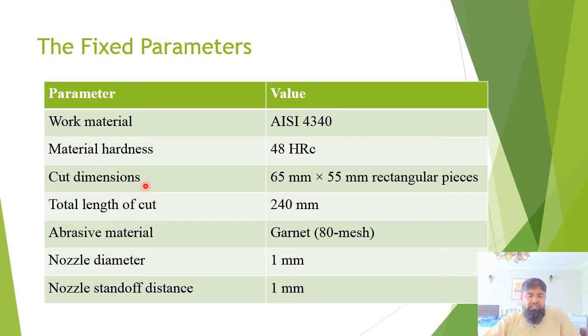The rectangular piece is cut with a length of 65 millimeter and width of 55 millimeter, so that the total length of cut becomes 240 millimeter. The abrasive material used in the experiments is garnet at the size of 80 mesh. Average size of particles is 80 mesh, while the nozzle diameter and nozzle standoff distance both are equal to 1 millimeter.